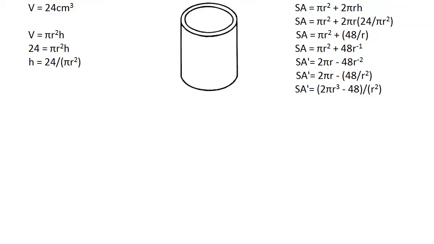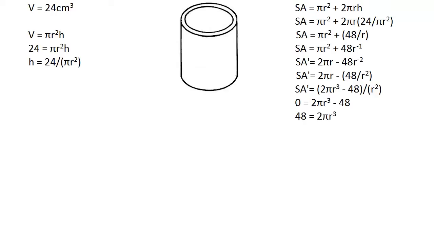So in this step we butterflied. So you butterfly with 2 pi r times r squared is 2 pi r cubed, minus, keep the symbol, minus 48 times 1, which is just 48. All that over r squared times 1, which is just r squared. So we'll just take the numerator and make that equal to 0. We don't need to worry about the bottom.